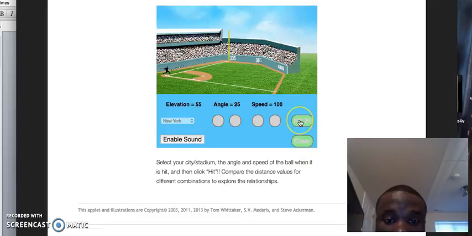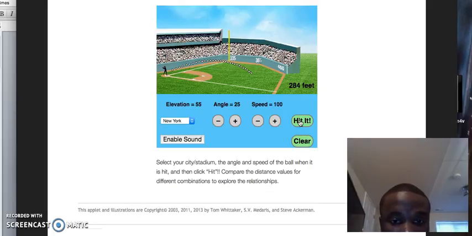So I hit. Okay. So now, as a pitcher, New York might be a good place to play. It might be a very good place to play because of the same angle and the same speed. I might be able to catch the ball.